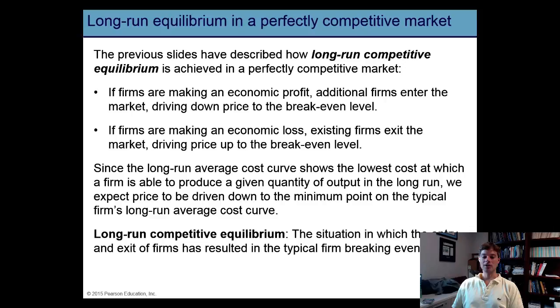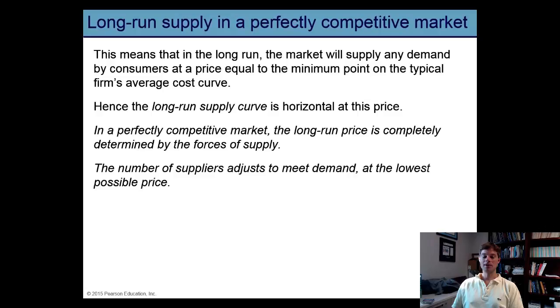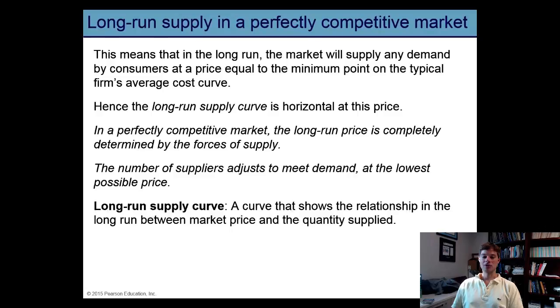So a long-run competitive equilibrium is the situation in which the entry and exit of firms has resulted in the typical firm breaking even. When there's no more firms entering or exiting the industry, this is when price is equal to the minimum point on the average total cost curve.